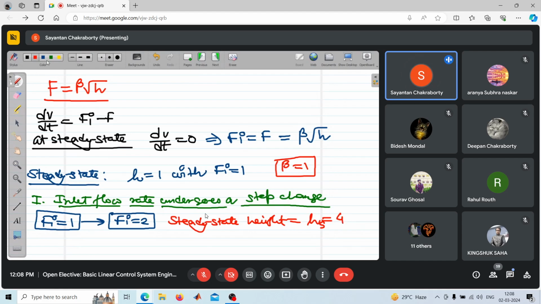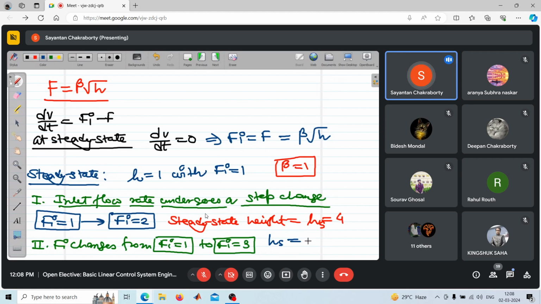Now, let us consider another scenario where Fi changes from Fi equal to 1 to Fi equal to 3. Then under such circumstances, what will be the steady state height? Hs will be 9, right? Now, these two scenarios will have some distinctive feature.